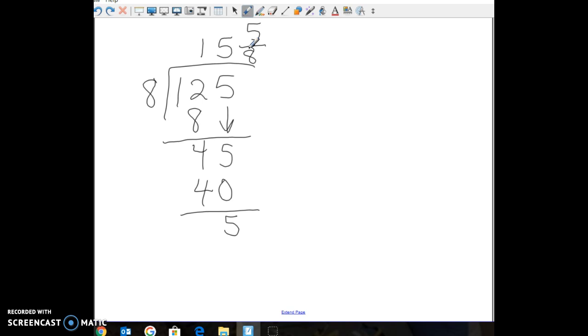And it says, so each group will write 125 over 8 as a mixed number, which we just showed you how that works, 15 and 5/8. So each group will get 15 and 5/8 inches of string.